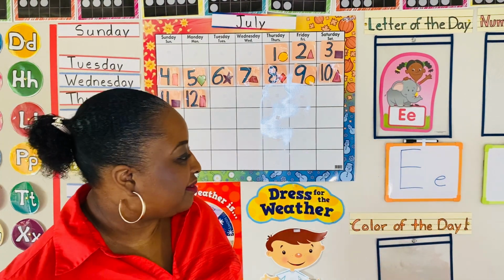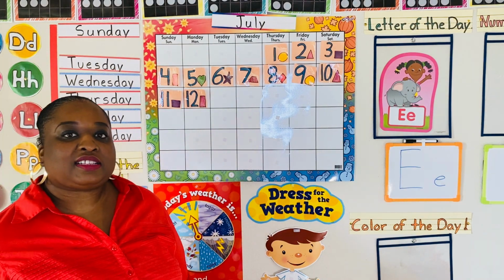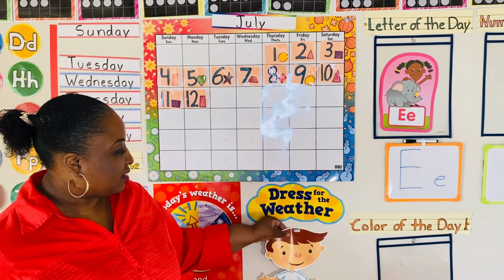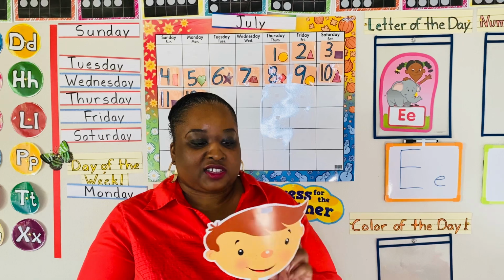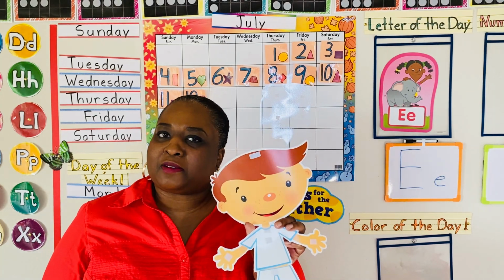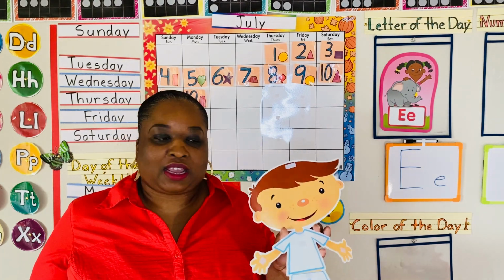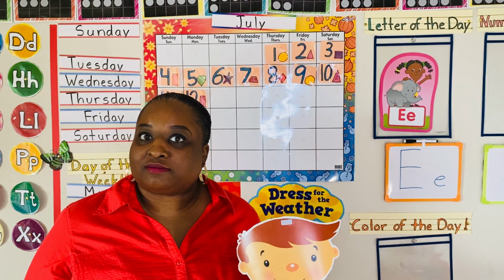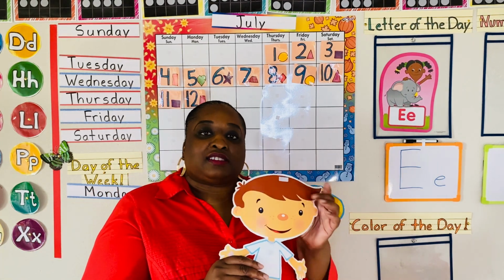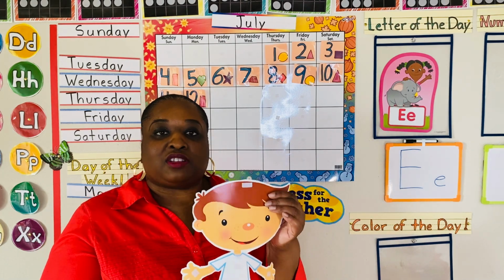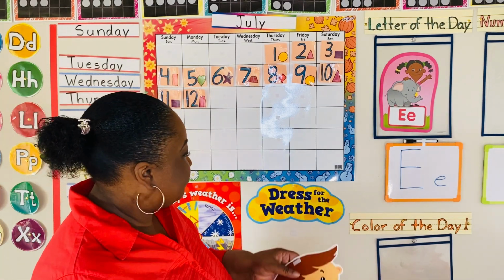Okay, so now we need to dress Miguel for the weather. And since it's hot, what should we put on him? Should we put a sweater on him? You're right, no sweater, that'll be too hot, right? How about a raincoat? No, you're correct. He needs summer clothes, right? Clothes that you wear in the heat when it's hot. So let's find some clothes for him.